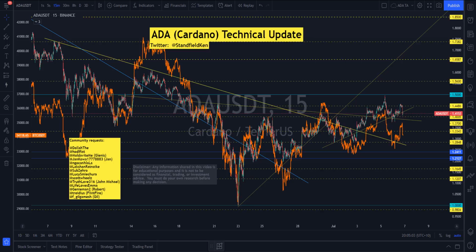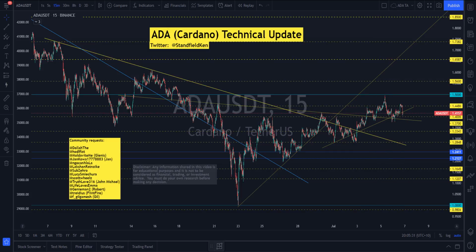That's why we have a rule. No alt can escape Bitcoin's gravity. You can see here, look at that. Bitcoin came down, Cardano came down. Look, it's spooky. It plays out all the time.